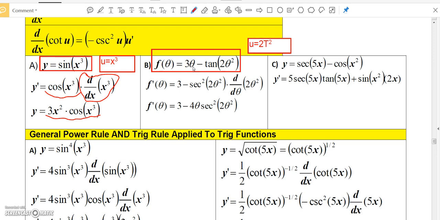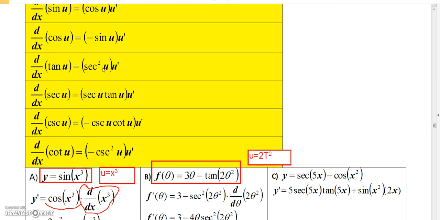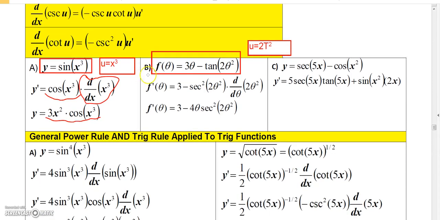So when we take the derivative of 3 theta, that's just going to be the constant 3. And then if you go back and look at the derivative for tangent u, the derivative of tangent u, remember, is secant squared u times u prime. So just for this second term, we would have minus, and then when we take the derivative of tangent 2 theta squared, we would get the secant squared of 2 theta squared. But then we have to multiply here by the derivative of 2 theta squared. And the derivative of 2 theta squared is just going to be 4 theta. So we're going to bring the 3 down, and then I'm just going to put the 4 theta in front of the secant squared, and so we'll get 3 minus 4 theta times secant squared of 2 theta squared.